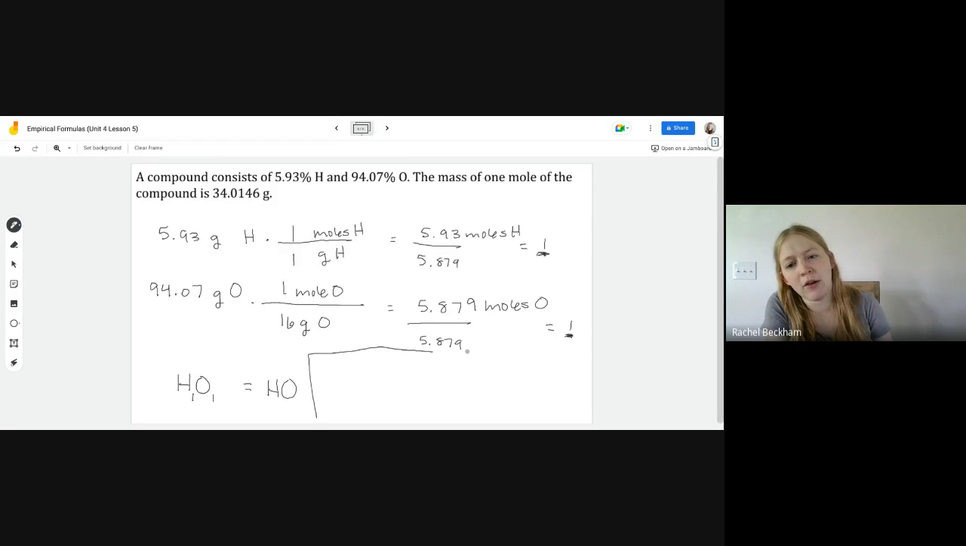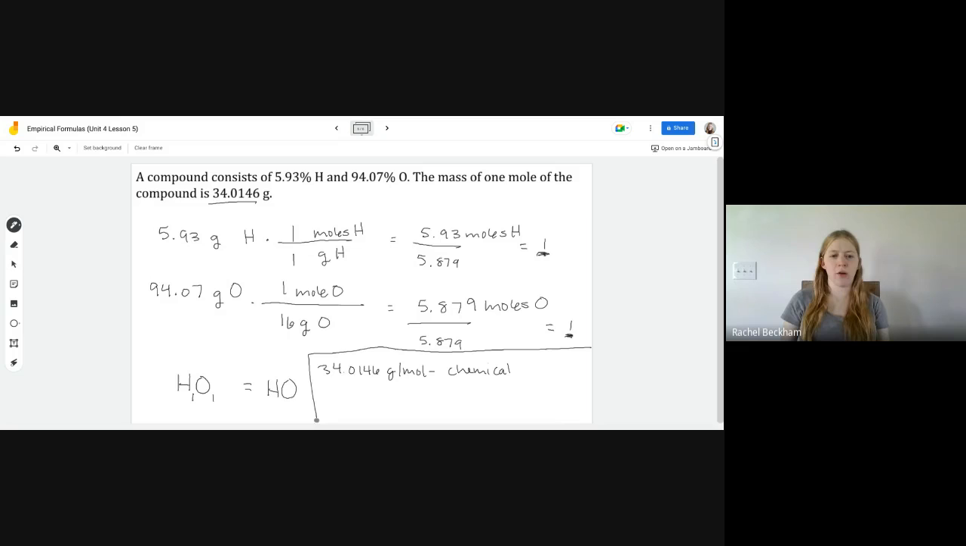Let's just do it right here. It said that the molar mass of the compound was 34.0146. That is the chemical formula's molar mass. They will always give that to you. You never have to find that on your own. Now we're going to compare that to the molar mass of the empirical formula. Remember that H weighs 1 gram per mole and oxygen weighs 16 grams per mole. So 1 plus 16 is 17 as our molar mass for HO.